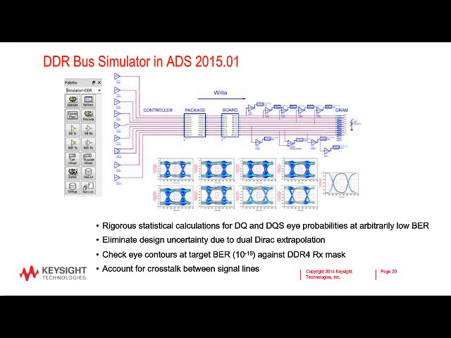It uses a rigorous statistical calculation to calculate the BER probabilities down to an arbitrarily low BER and eliminates the design uncertainties due to dual Dirac extrapolation. You can check the contours against the DDR4 mask, and it also accounts for crosstalk between the signal lines automatically.